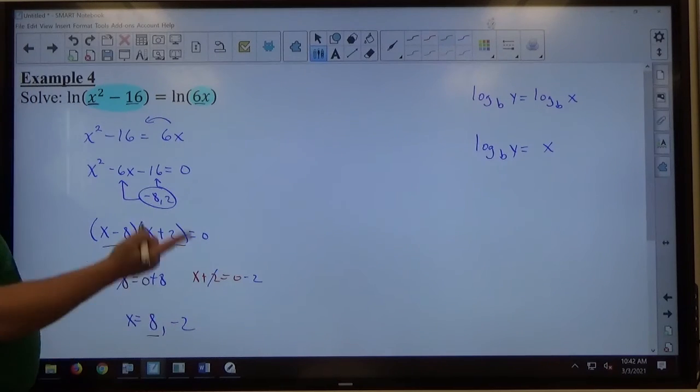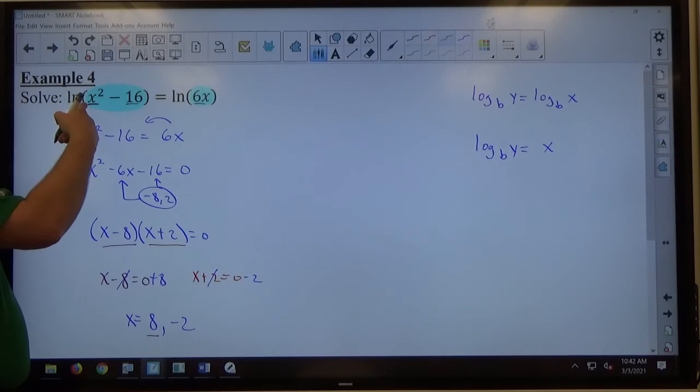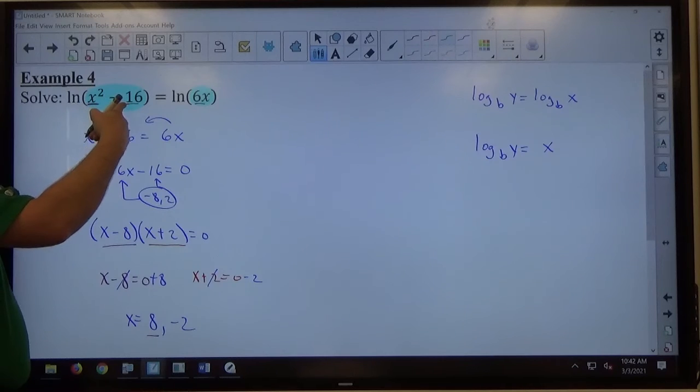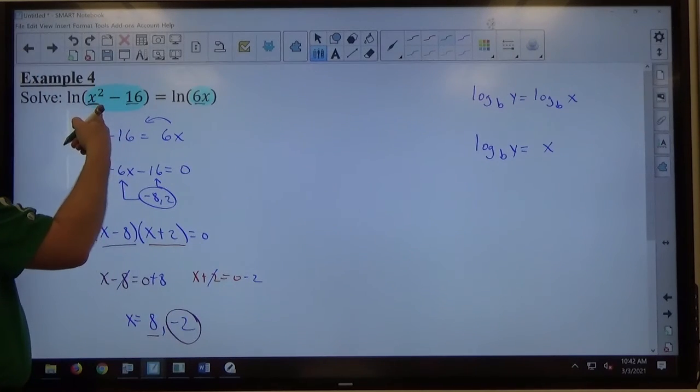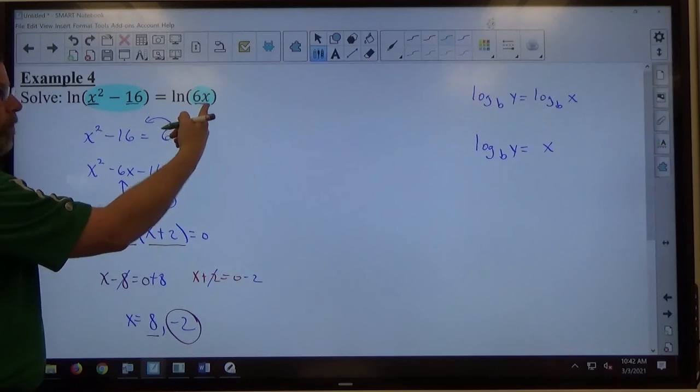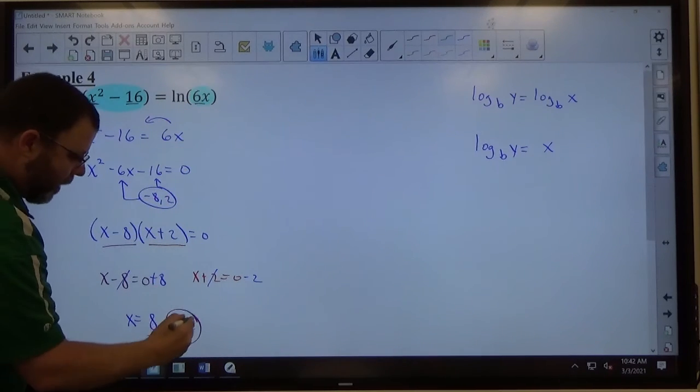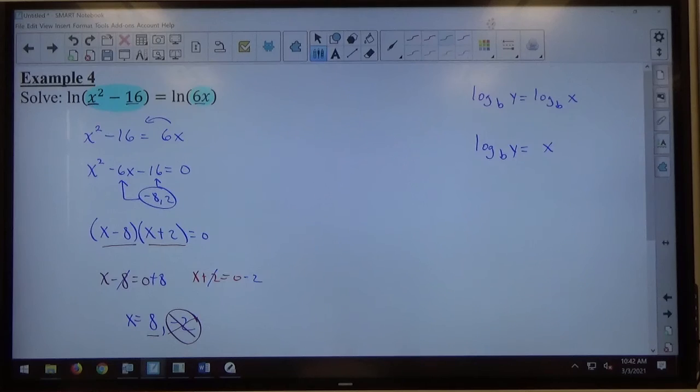If we try negative 2, what's negative 2 squared? Positive 4. 4 minus 16 is negative 12. So negative 2 creates a negative argument. Negative 2 times 6 is also negative 12. Either one being negative is no good, so we have to throw that answer out. So for logarithmic equations, no matter what the base is, the arguments must be positive with the answers you get.